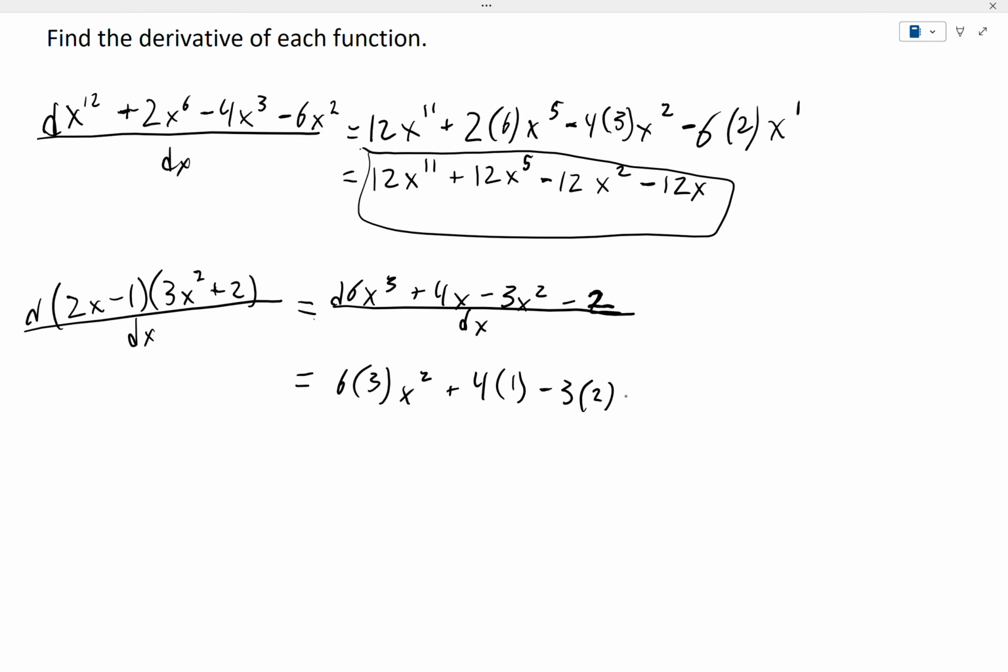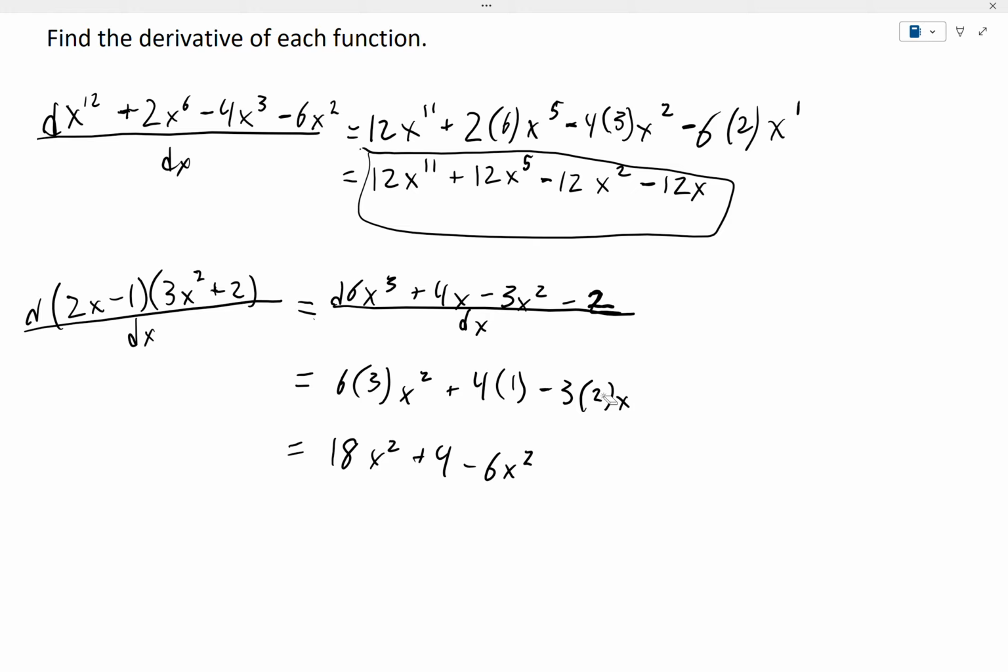Pull the power out front, one smaller on the power. And the last one is just a constant, so we're done. We don't need to take the derivative of that. Now I just simplify this a little bit. 18x squared plus 4 minus 6x squared, and this actually simplifies a little bit more.